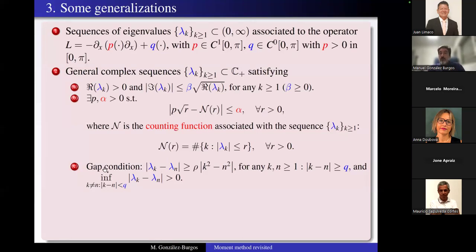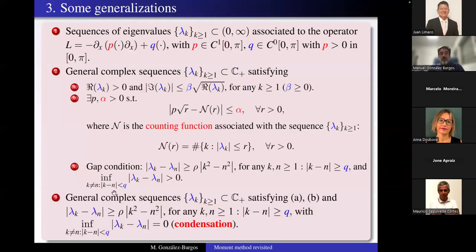This is this condition. And the third one, we have to add some separation, some gap condition for our complex sequence. In this case, we have to verify that lambda k minus lambda n is greater than or equal to this quantity, rho times k squared minus n squared, for k and n large enough, separated, and this infimum is positive. Well, in this case, we can prove the same result. But in fact, we can even eliminate this third condition, because in this case, the infimum could be 0. This means that the eigenvalues could approach each other. Or if you want, we can have condensation of the eigenvalues. In this case, we can prove the same result. The proof is much more complicated, but we can prove it.